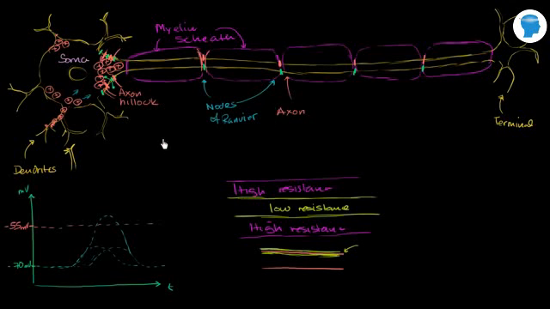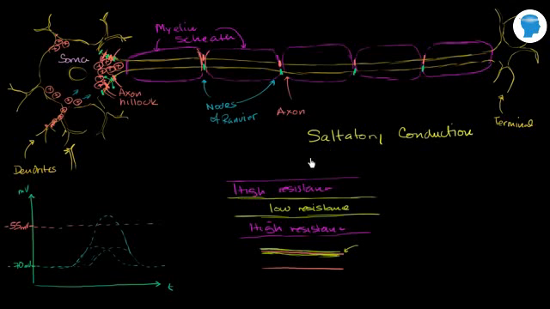And this type of conduction, where the signal just keeps boosting, and if you were to just superficially observe it, it looks like the signal is almost jumping. It gets triggered here, then it gets triggered here, then here, then here, and then here. This is called saltatory conduction.